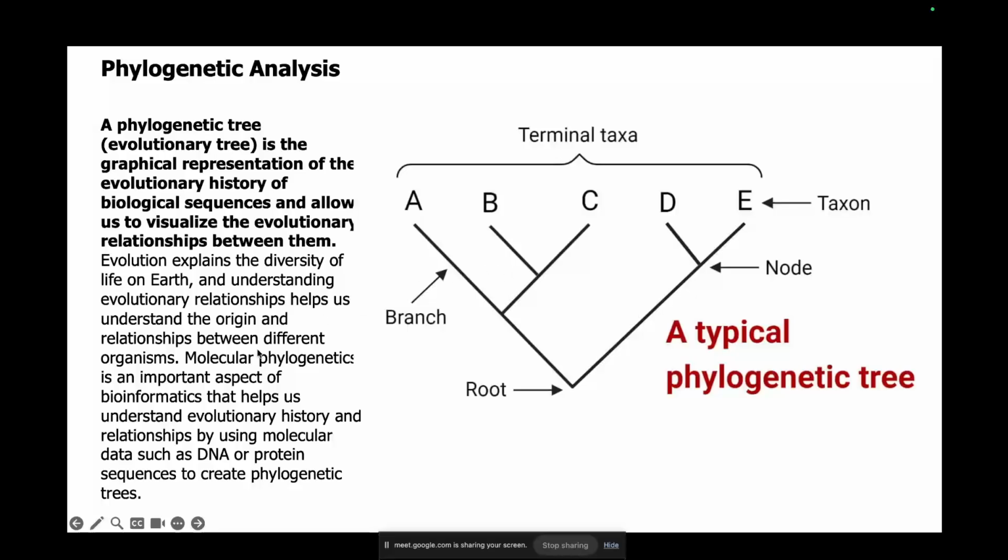Okay, so evolution explains the diversity of life on Earth, and understanding evolutionary relationships helps us understand the origin and relationships between different organisms. Molecular phylogenetics, which is what we are trying to do, is an important aspect of bioinformatics that helps us understand evolutionary history and relationships by using molecular data. In our case, it is mostly protein, but also DNA sequences. But DNA sequences are a little bit trickier than this. But yeah, that's the idea.